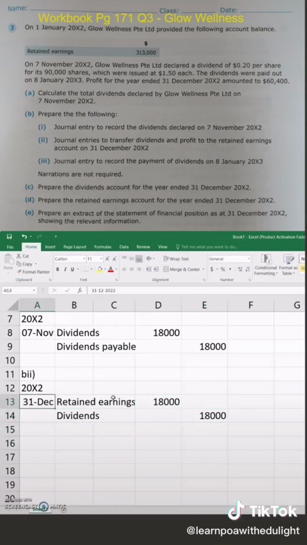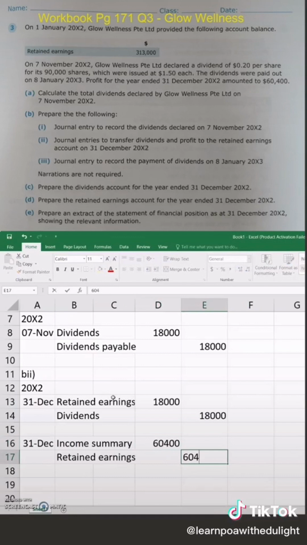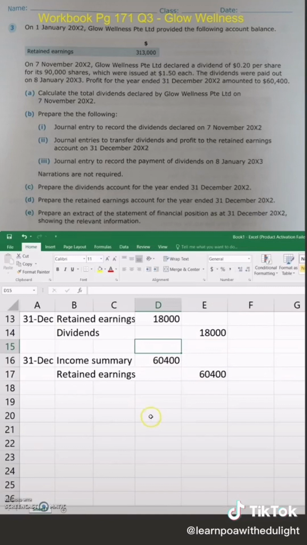On 31st December, there was another item that I need to record, which is the profit for the year. Now, refer back to part 1 as well. If I have profit earned for the year, what I will do is debit income summary, credit retained earnings. If it's a loss, it's the opposite way. I will debit retained earnings, credit income summary. But because this is a profit, the profit for the year amounted to 6,400 if you look at the question. So that is part B2 of the question.